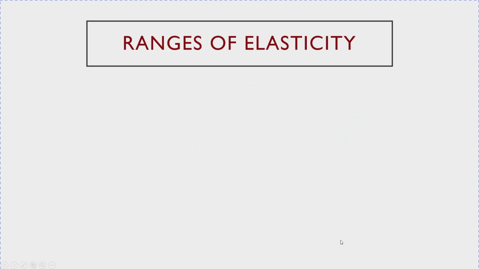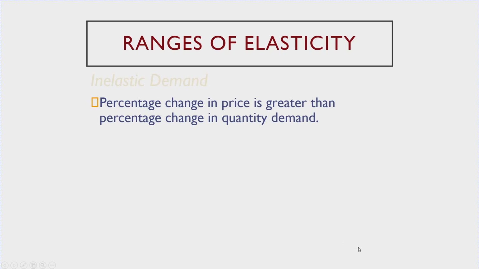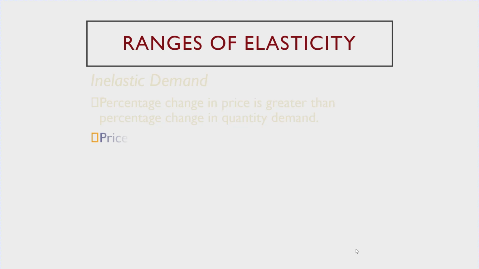Here are some ranges we'll use to classify elasticity. The first is what we call inelastic demand. That's when the percent change in price is greater than the percent change in quantity demanded. What that means is, for example, price goes up 5%, but demand falls by only 2%. This is when the price elasticity of demand is less than 1.